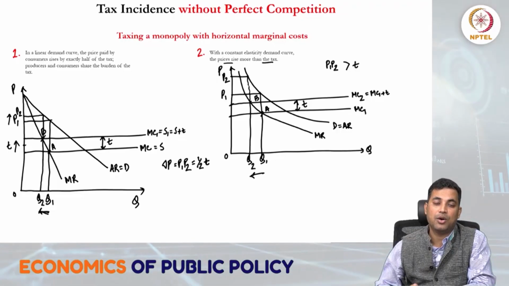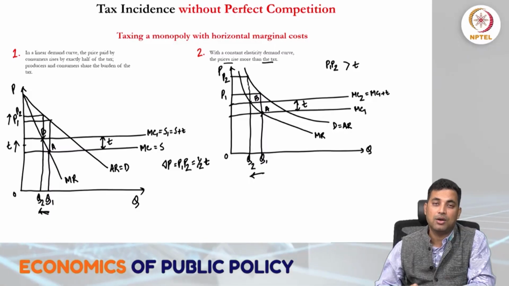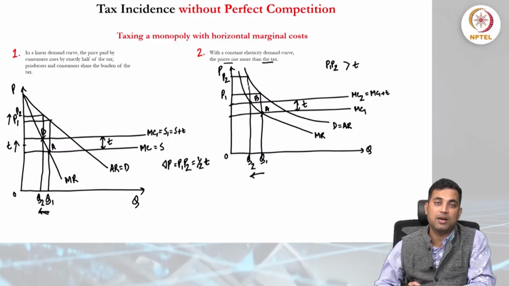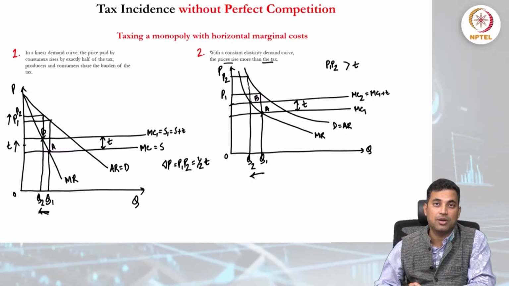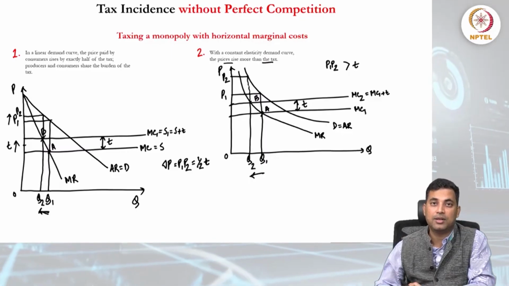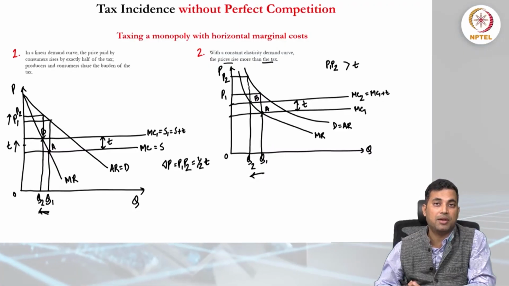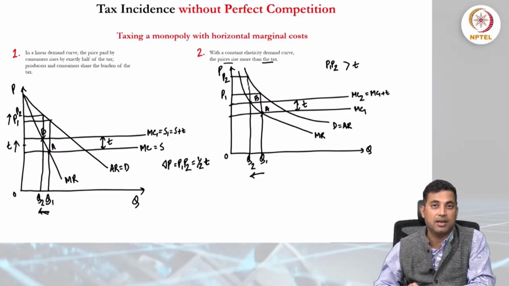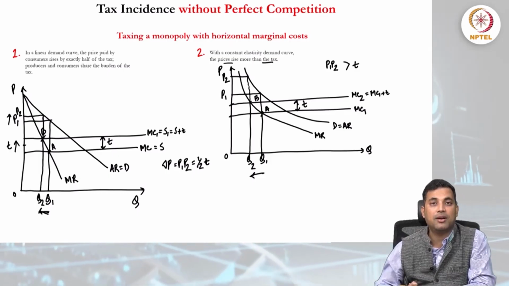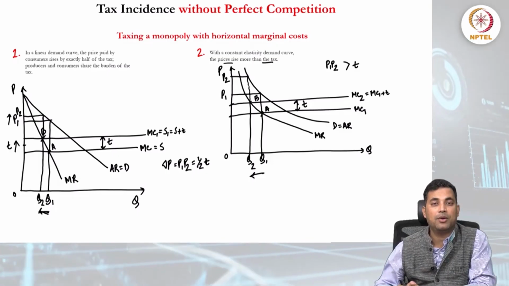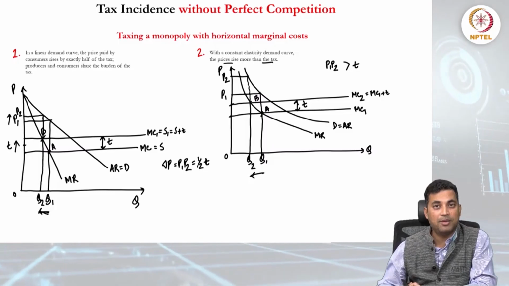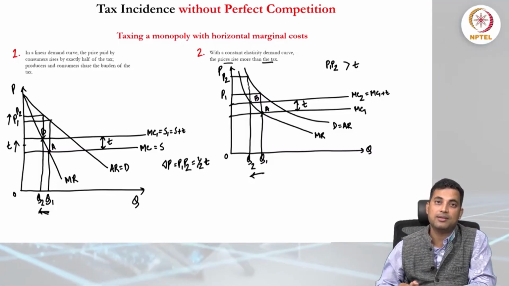So in these two cases it is very clear that there will be changes in the price with the imposition of taxes on the firm, because the marginal cost of production will increase for the producers. That's how, in an imperfectly competitive market, especially in the case of monopoly, changes in the quantity happen and also changes in the price happen.